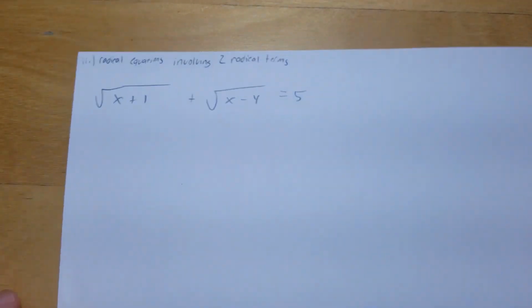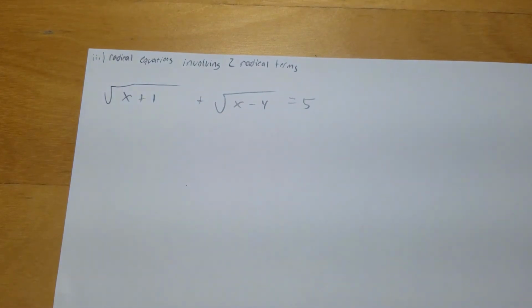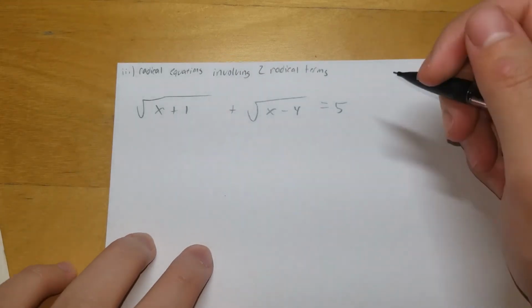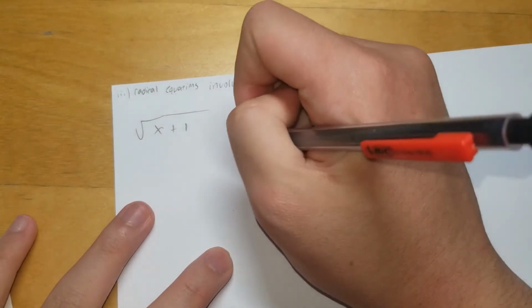Next up, we have radical equations involving two radical terms. So you have to isolate one of the radical terms and then square both sides very carefully. And then you do it again, you isolate the other radical term and then square it again. So it may be a little confusing, but let's just do it.